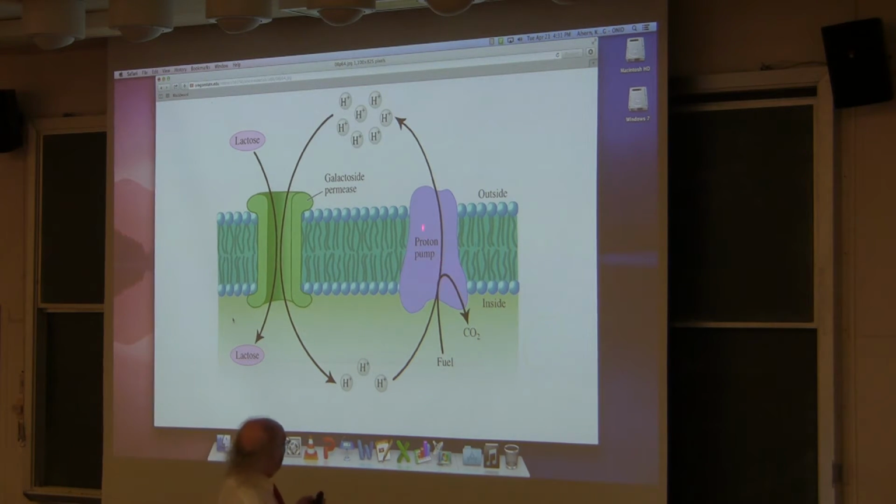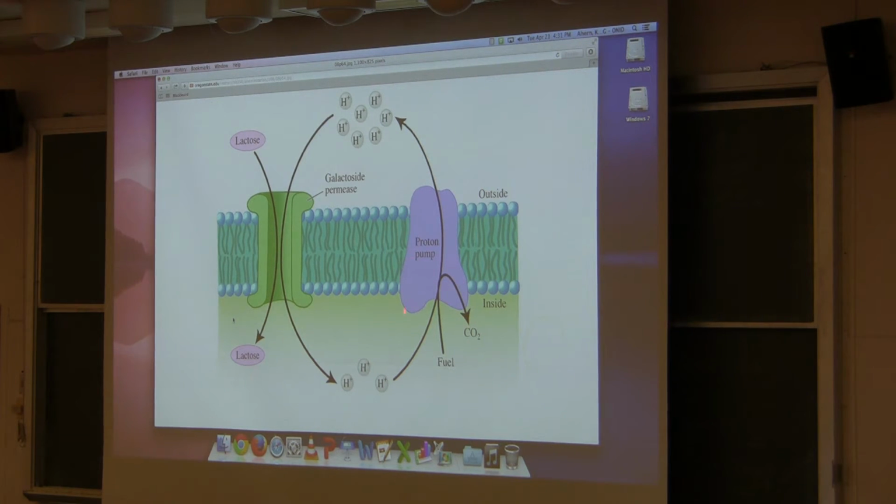What's happening on the right is that this bacterium has something called a proton pump. Proton pumps are quite common in biology. Your cells are full of proton pumps. And not surprisingly, what a proton pump does is it pumps protons. It moves them against a concentration gradient, taking them from low concentration to high concentration.